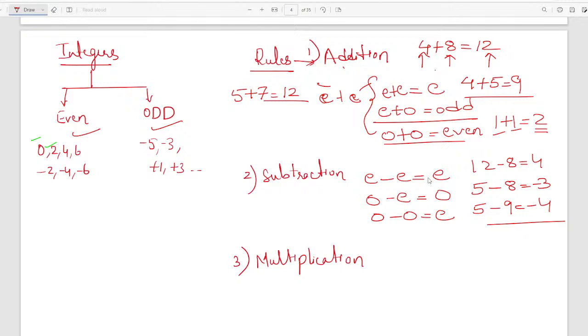So I hope you understand this. Addition: even plus even is even, even plus odd is odd. You don't have to memorize these things. You can just use an example in the exam and see which numbers you get. And the more you solve exam problems, you would get used to this. Odd plus odd is even. And similarly, even minus even is even. Odd minus even is odd. Odd minus odd is even. So I've taken examples here. If you have any doubts, please post them in the chat section.